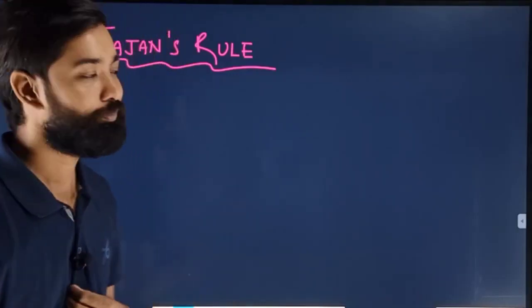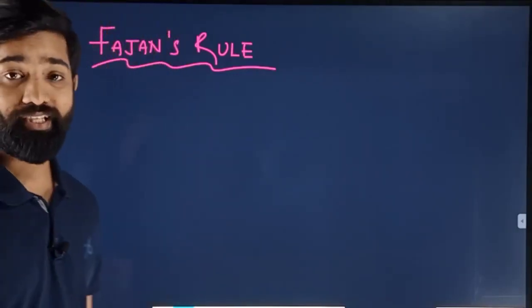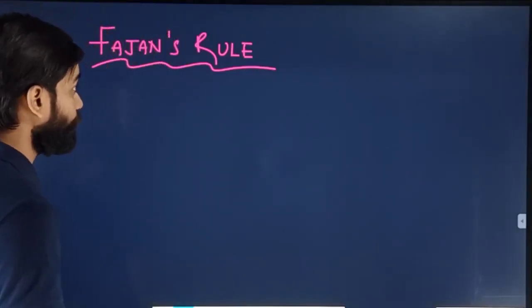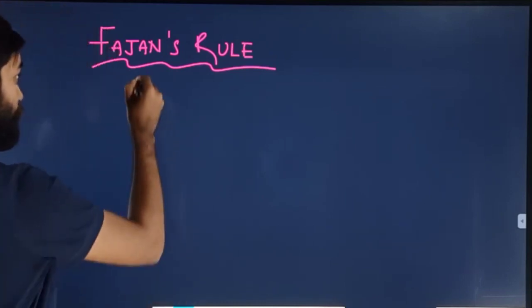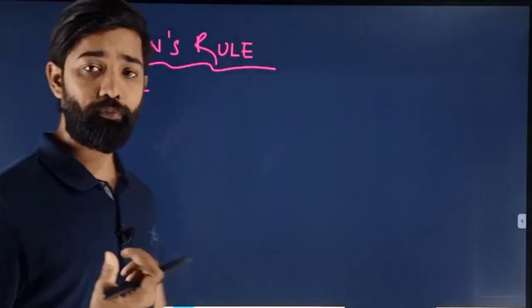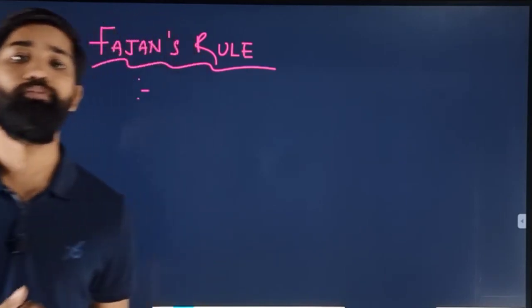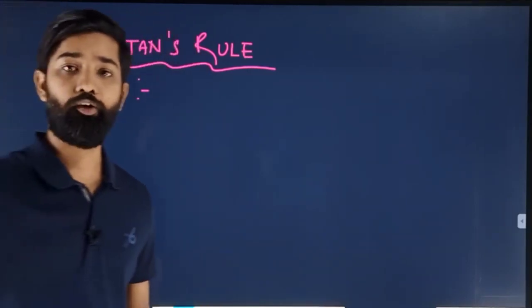Welcome back to the next part. In this part, we have to discuss Fajans' rule. Fajans' rule is actually the concept of dipole moment that can be used to define the ionic character of a covalent bond.